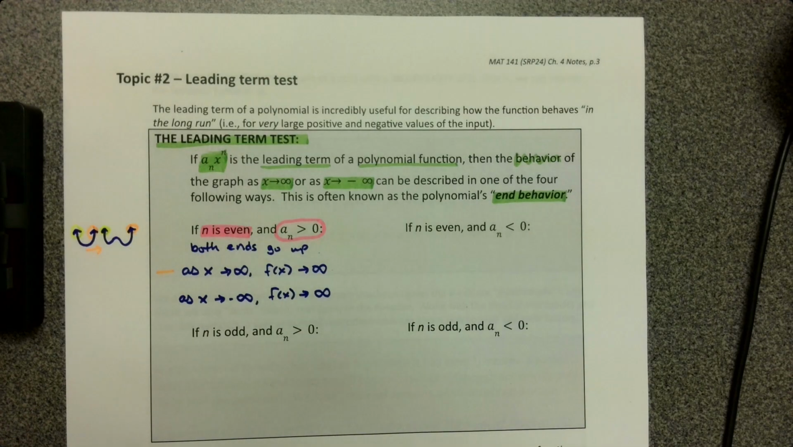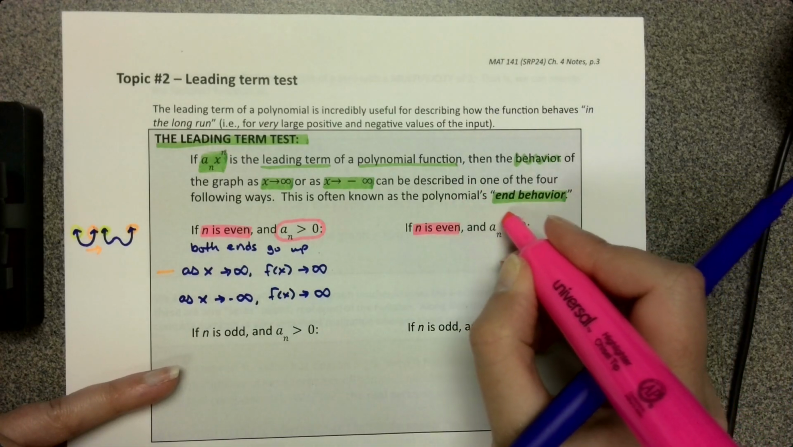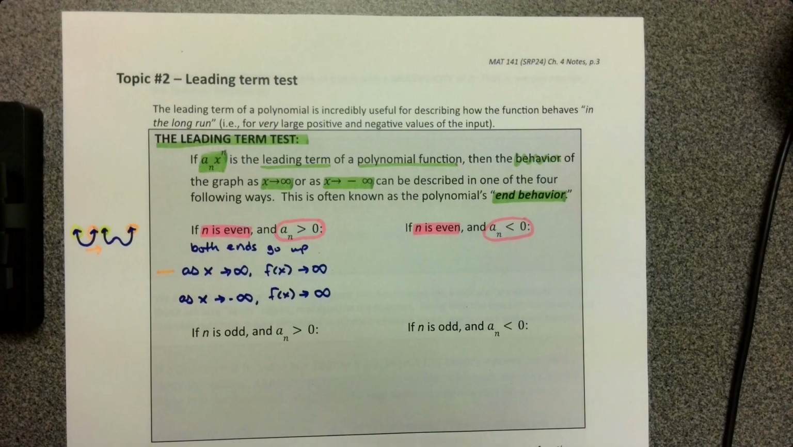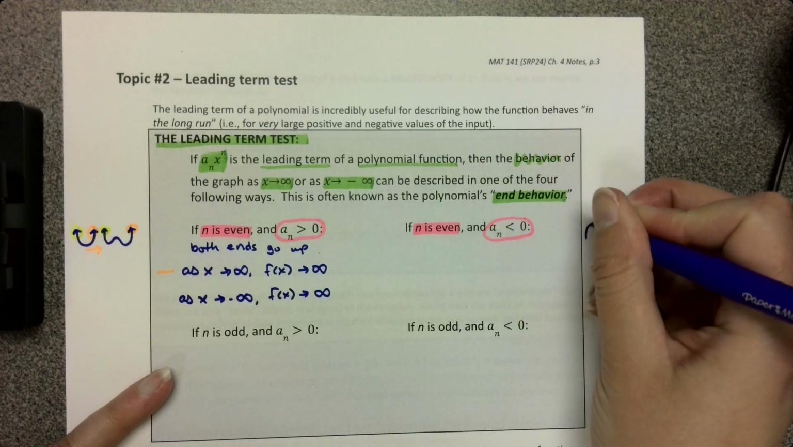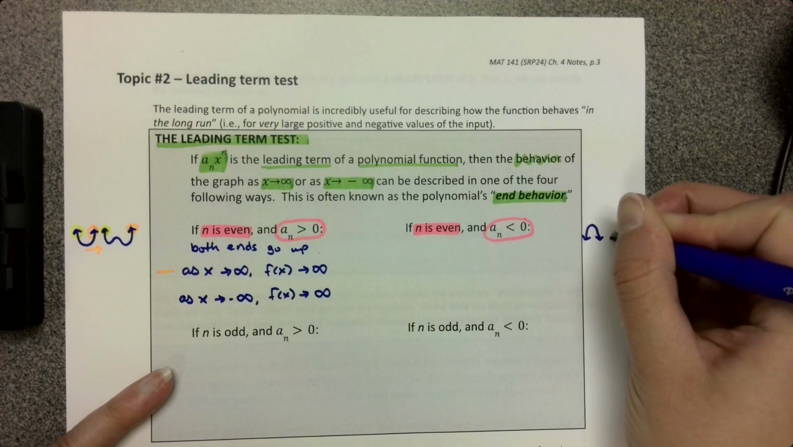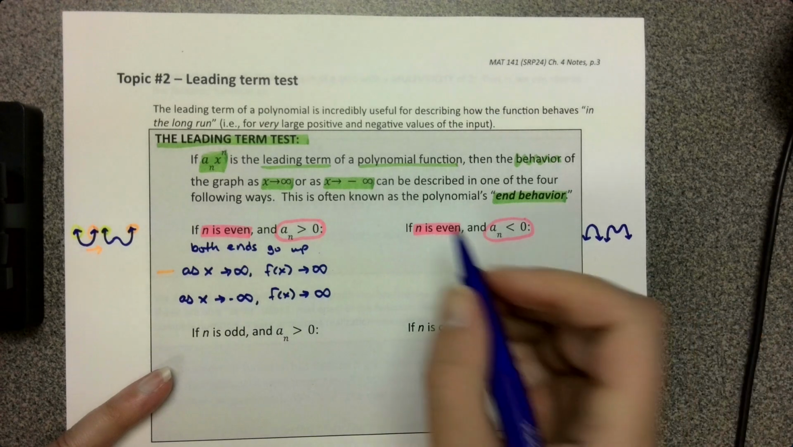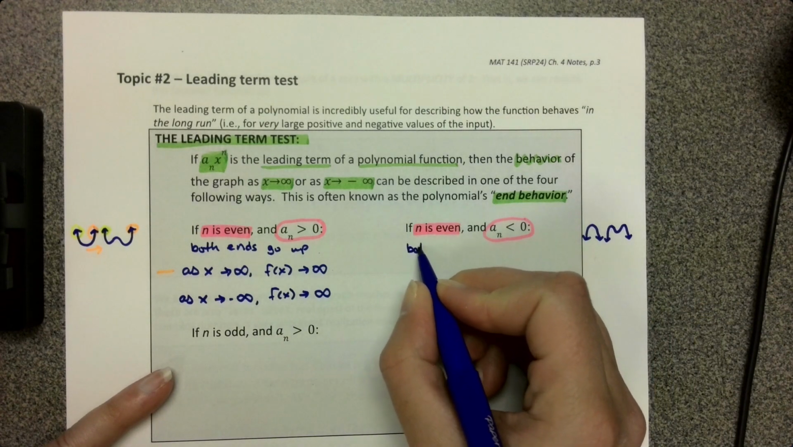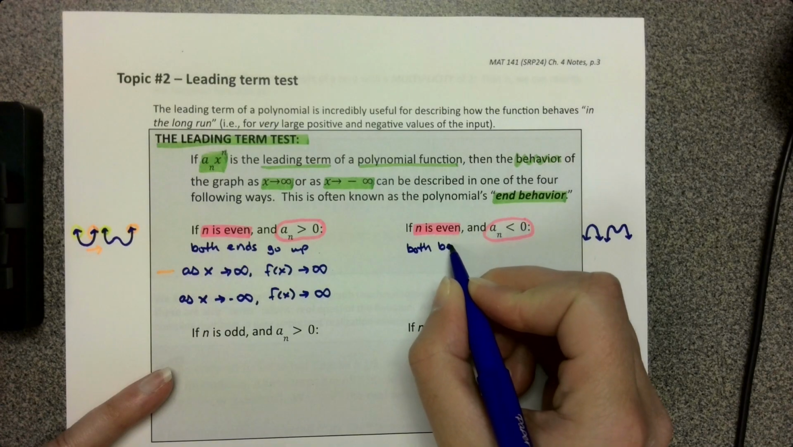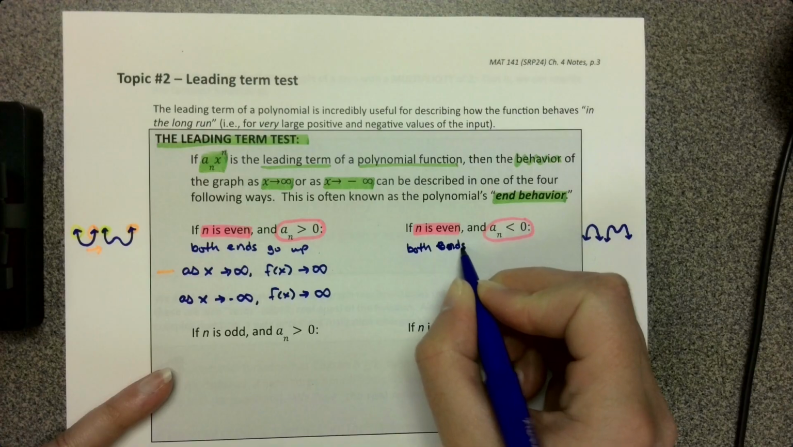Continuing, if n is even, but the leading coefficient is less than 0, negative, we can picture this as an upside down parabola or upside down W type shape. In this case, it's even, so both ends go in the same direction. Both ends are going to go down.